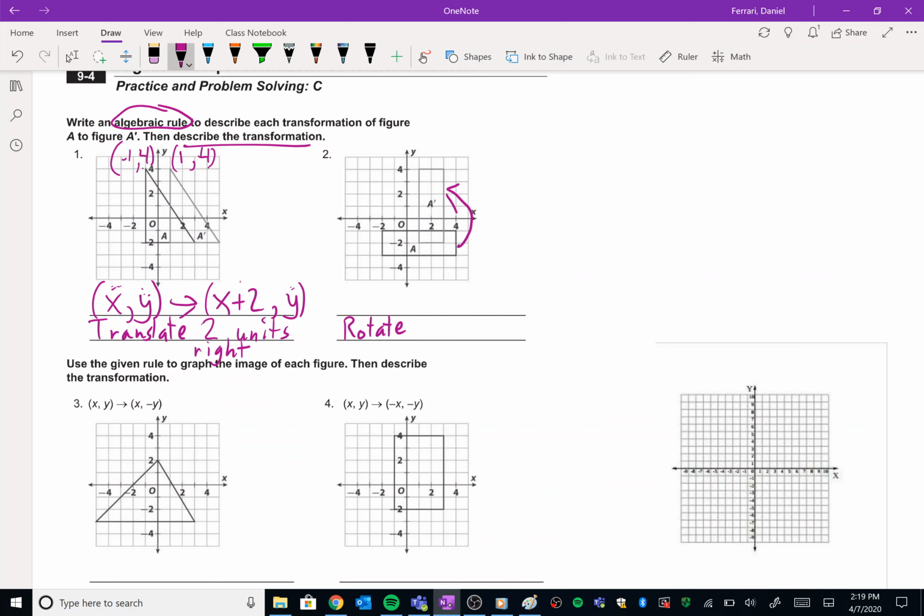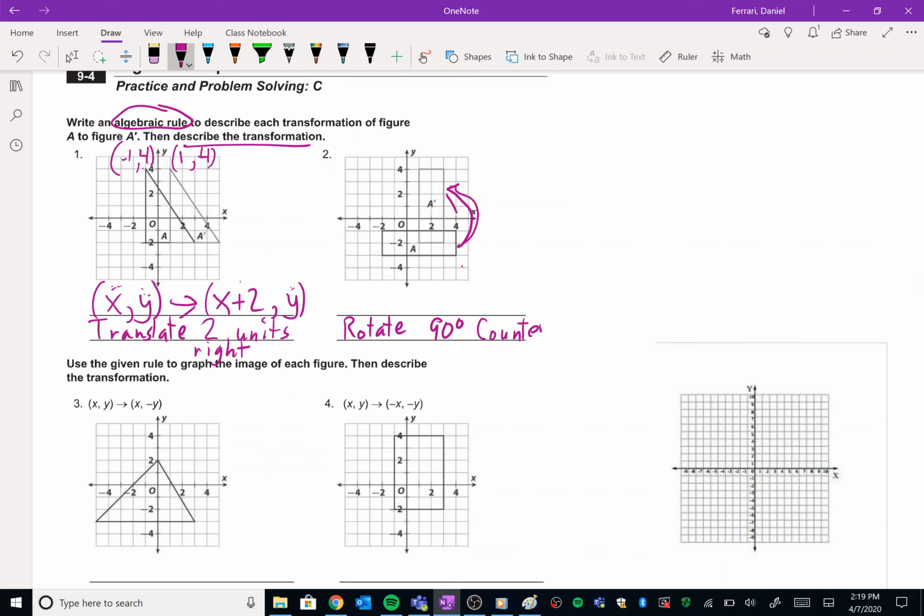So, how much am I rotating to get from A to A prime? Well, this looks to me like a 90-degree turn. It's moving from the fourth quadrant down here up into the first quadrant. Because it's only moving one quadrant over, that's going to be a rotation of 90 degrees. Now, because it's 90, we need to give a direction. My arrows appear to be going counterclockwise.